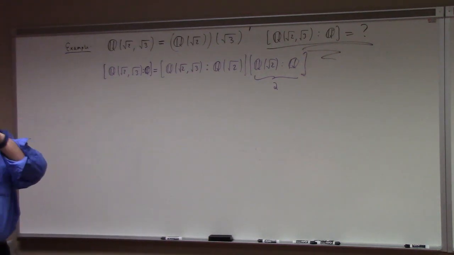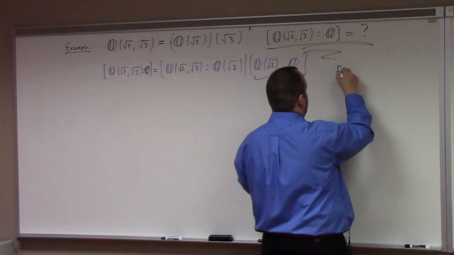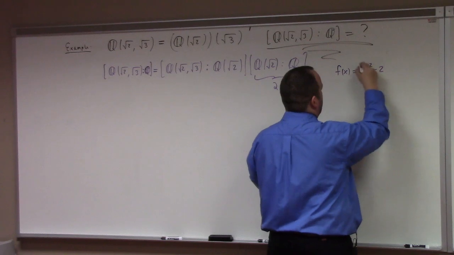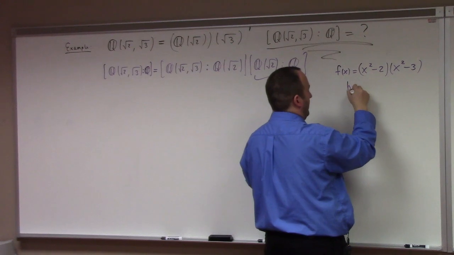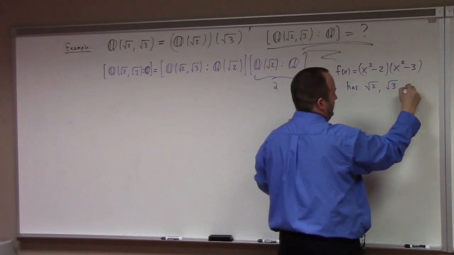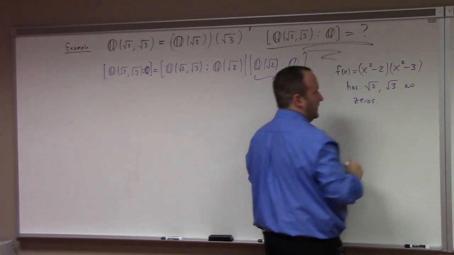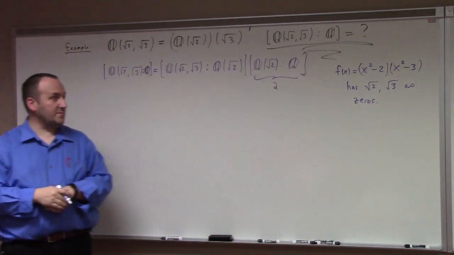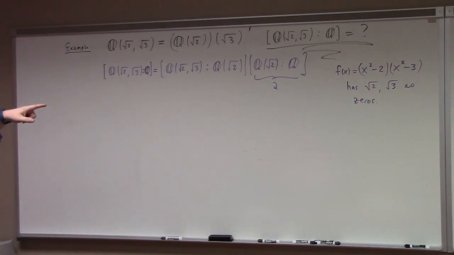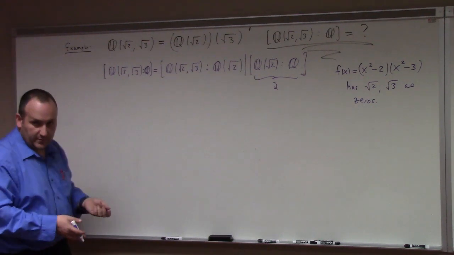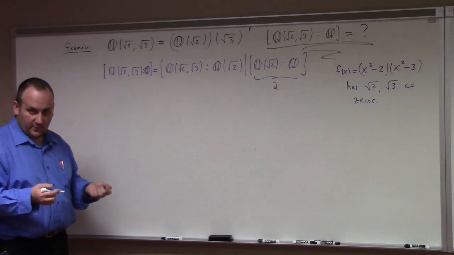And what else do we know? Check this out. We know f of x equals (x squared minus 2) times (x squared minus 3) has square root of 2 and square root of 3 as zeros. Therefore, what's the maximum possible degree of Q adjoin root 2, root 3? It can be no more than 4, because that takes root 2 and root 3 as zeros. Okay, so the question then is, is it 4?